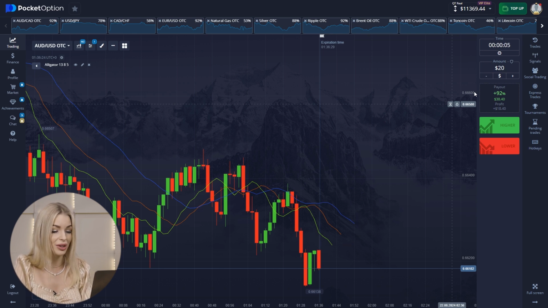The three lines are called the alligator's mouth. The wider it opens, the sharper the trend will be. Always open trades based on the green line of the indicator. It shows where the price is going to move.